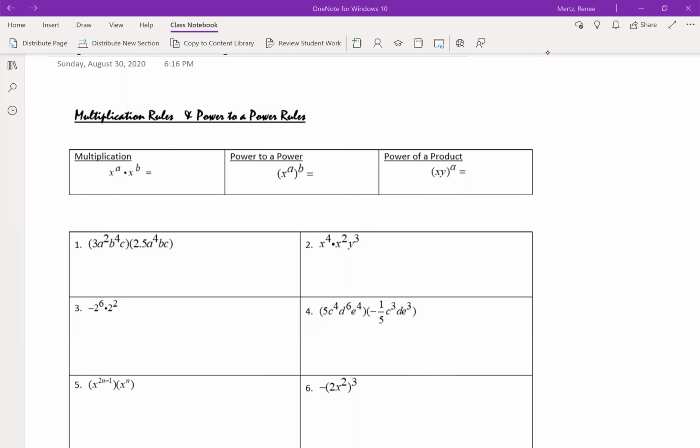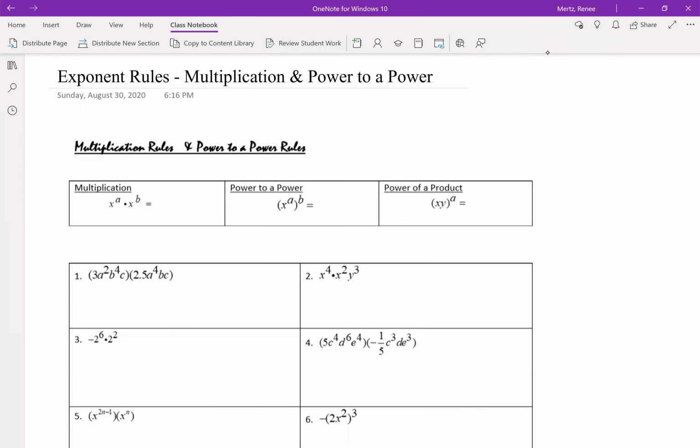Okay, so today we're going to start on chapter 5, part 1. Chapter 5 is sort of a huge chapter. We're going to do multiplication of exponent rules and then power to a power rules. So if you remember, if we multiply the same base, we have to do what with our exponents? Good, we have to add them. So the multiplication rule is x to the a plus b.